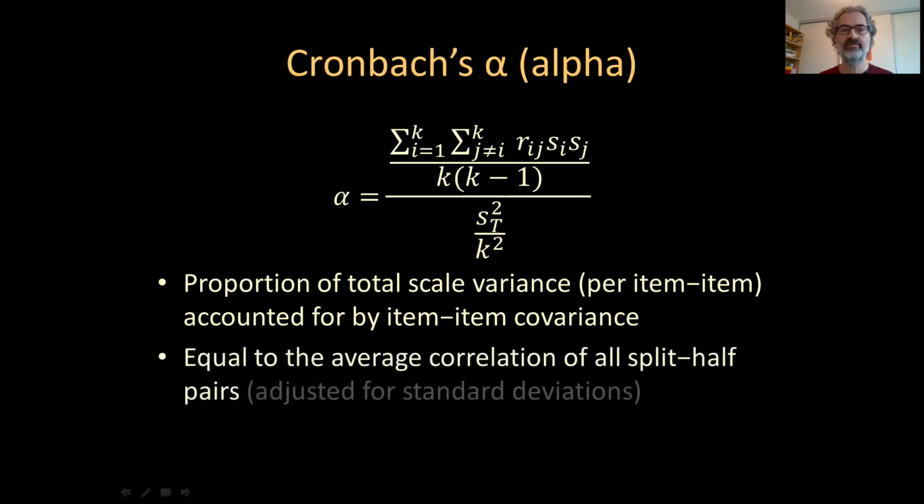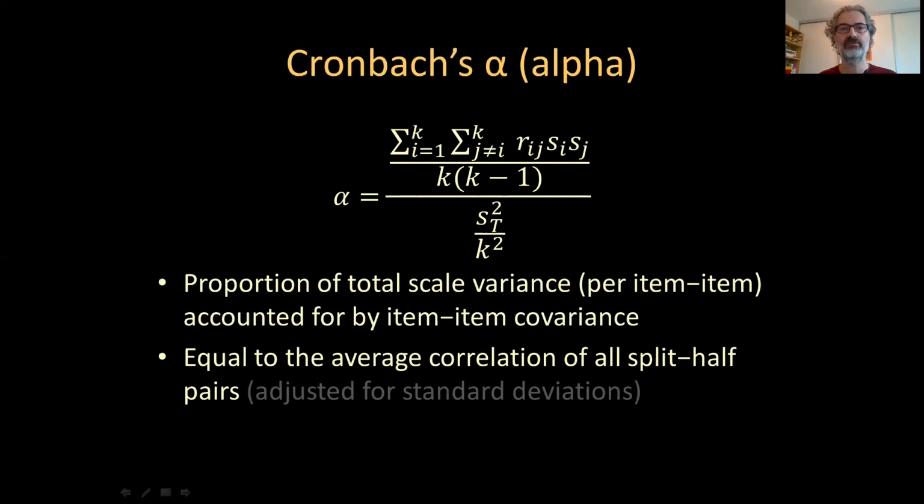It turns out that this alpha is actually equal to the average correlation of all split half pairs after it is adjusted for standard deviations and smaller size. What is a split half pair? A split half pair is a split of your test into 2 halves. So this motivation scale has 10 items. We can split it in half by having 5 items in one half and 5 in the other. And then treat these as 2 scales and compute their correlation. So the correlation between the first 5 items and the second 5 items, that is one split half pair.